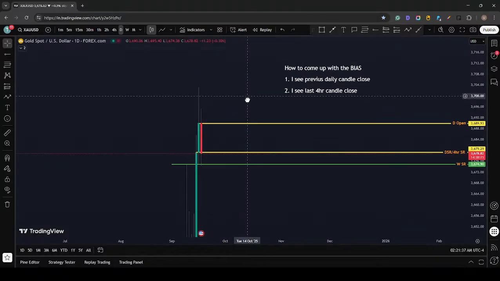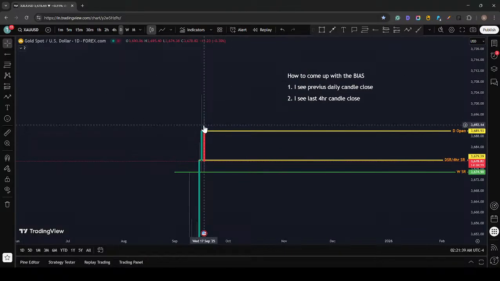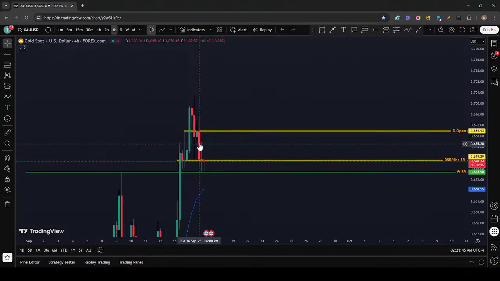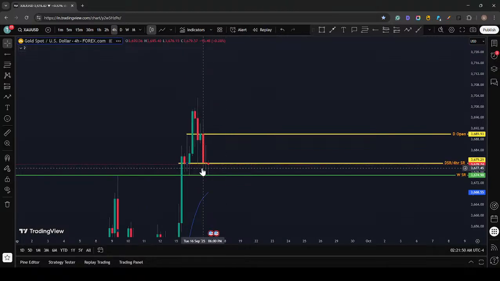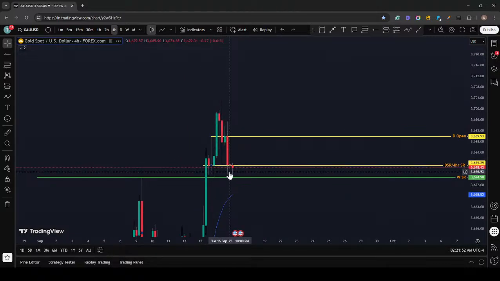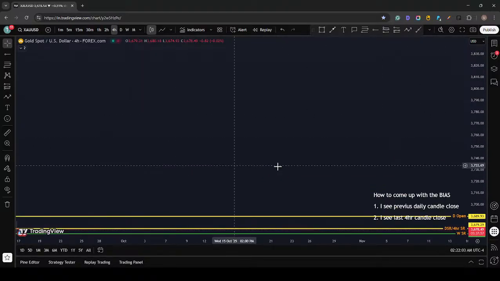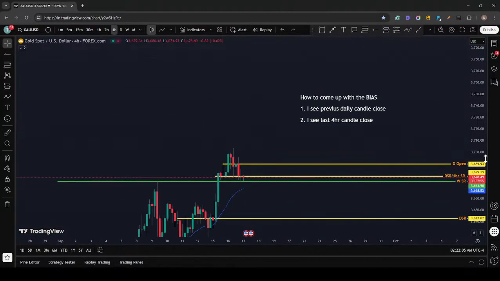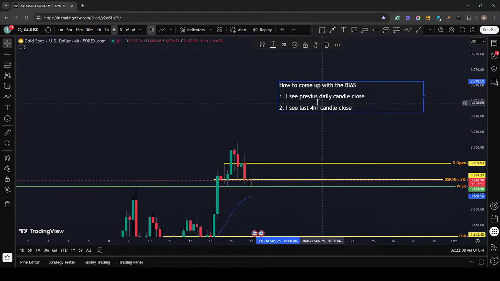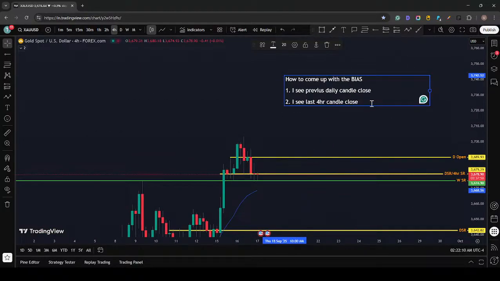I'll give you an example. So now see, the last daily candle close is bullish. But the 4 hour candle is closing as a small body candle, and after that the candle was red. So it means now the 4 hour time frame is bearish. So it's a very difficult situation, right? The trend is not aligned. What was our plan? I see the previous daily candle close and I see the 4 hour candle close.